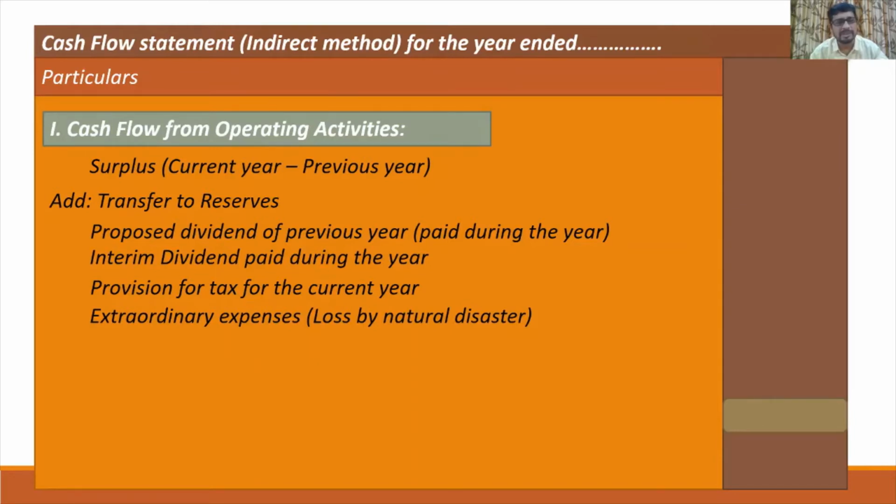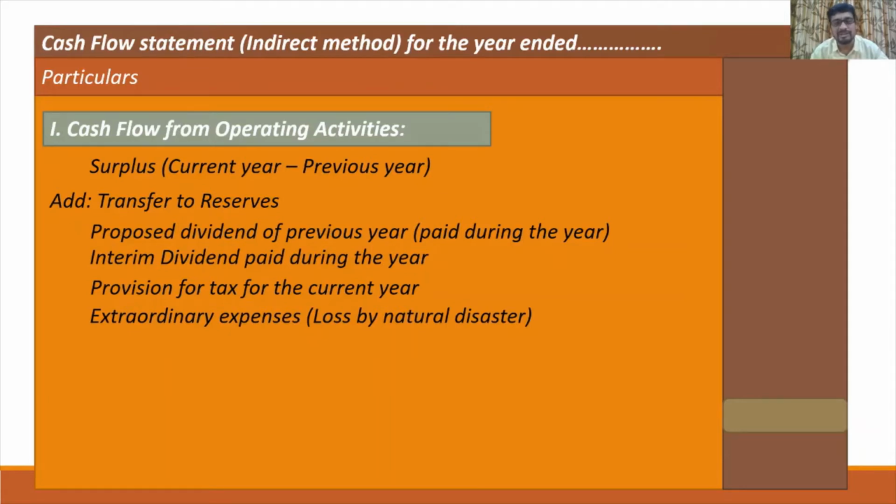But there are some expenses for which we do not plan. We have never planned for some expenses. There is no plan for it. Like in any business, no businessman plans for any natural disaster, loss by earthquake, loss by natural disaster, loss by tsunami. Nobody has planned for any loss by any natural disaster. So these types of expenses are known as extraordinary expenses.